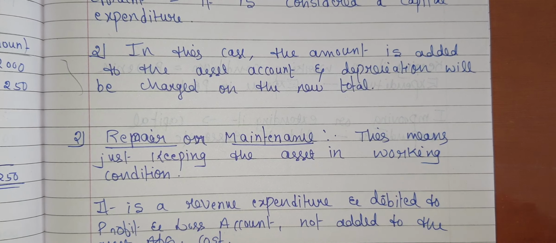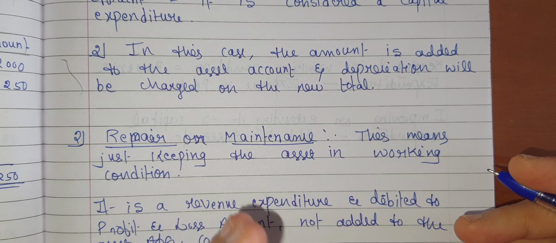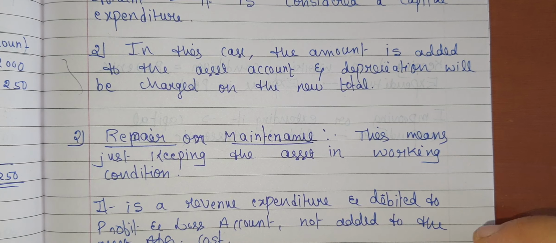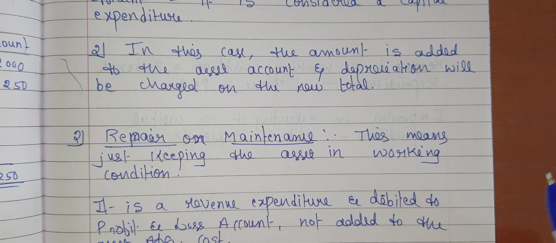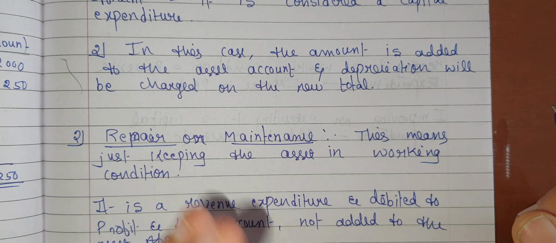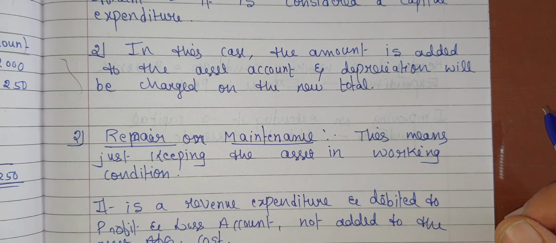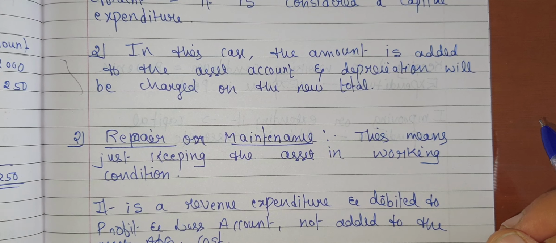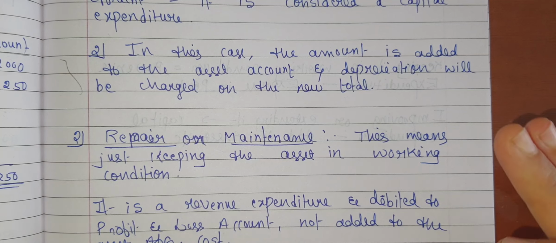And what is the treatment? It is debited to the profit and loss account, not added to the asset cost. But in addition or extension, we have to add to the asset cost because that is a capital expenditure. In revenue expenditure, first we need to debit it to the profit and loss account and not add it to the asset cost. Clear? So now let's see the example.